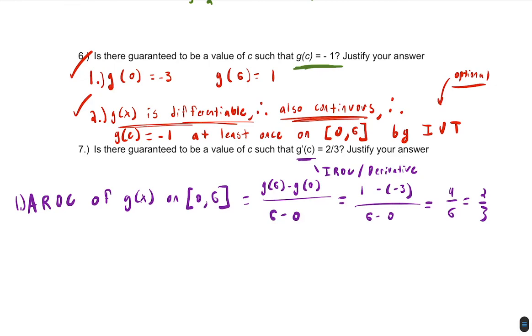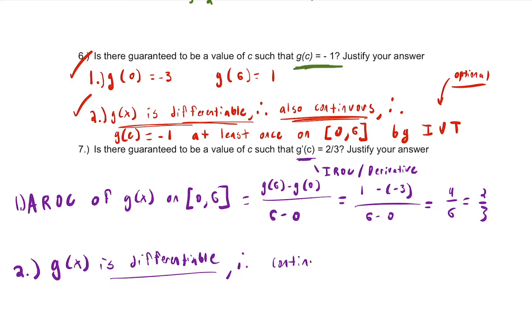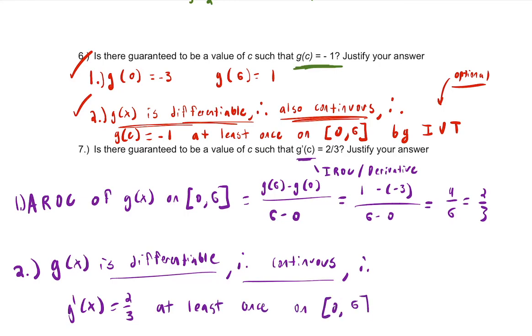So I've established my endpoints. Part 2, I would say g of x is differentiable, therefore continuous. Have to state them both for MVT. Therefore, g prime of x equals 2/3 at least once on 0 to 6. And again, optional, but I like to write it, by the mean value theorem, by MVT. So that's IVT versus MVT. This will be really helpful as you go through your first summative assessment of the quarter.